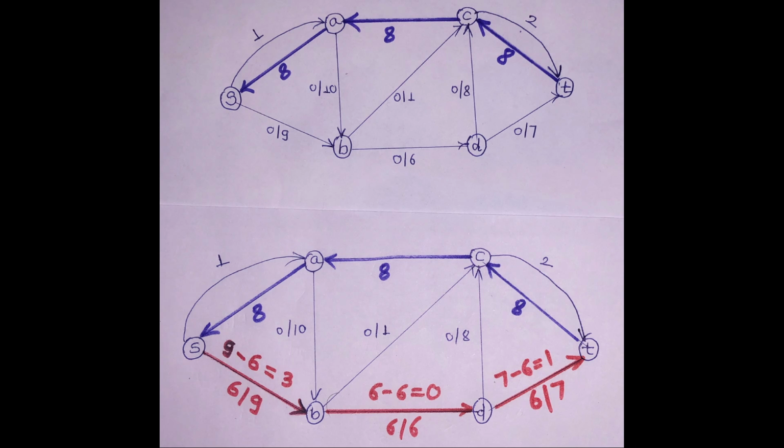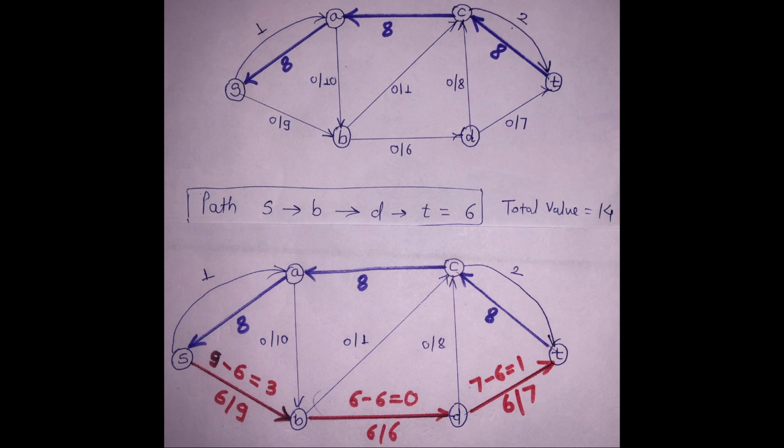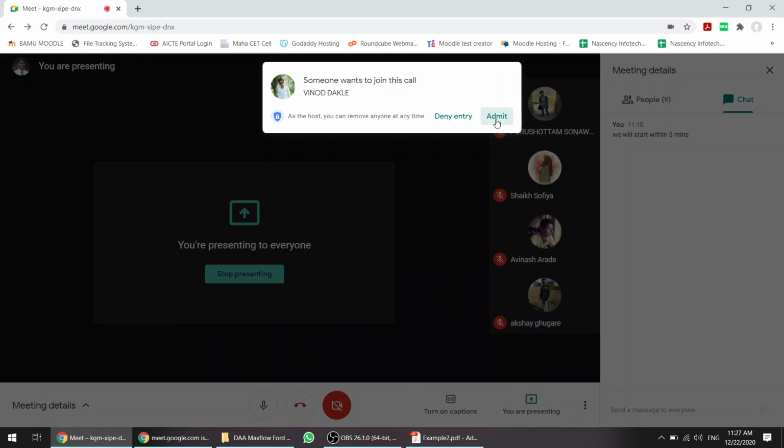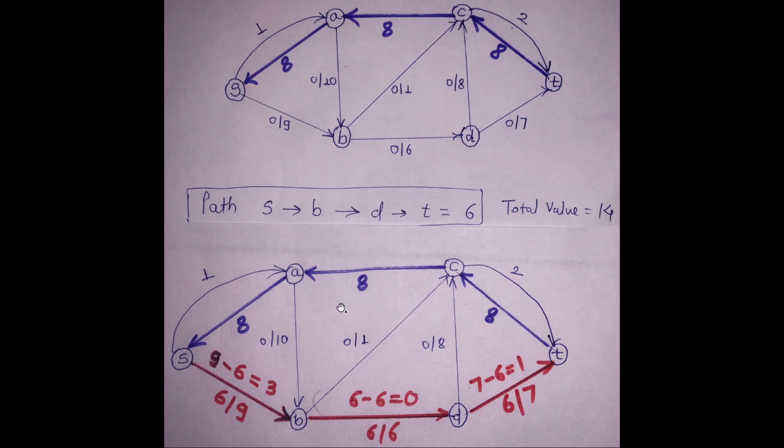Now the remaining edges we still haven't used are A to B, B to C, and D to C, and the remaining ones we are not using right now. So this is the graph. Now what is the path? The second path is S to B, B to D, D to T, and having value 6. So now what is the total flow? Previous 8 and this new 6, total 14.